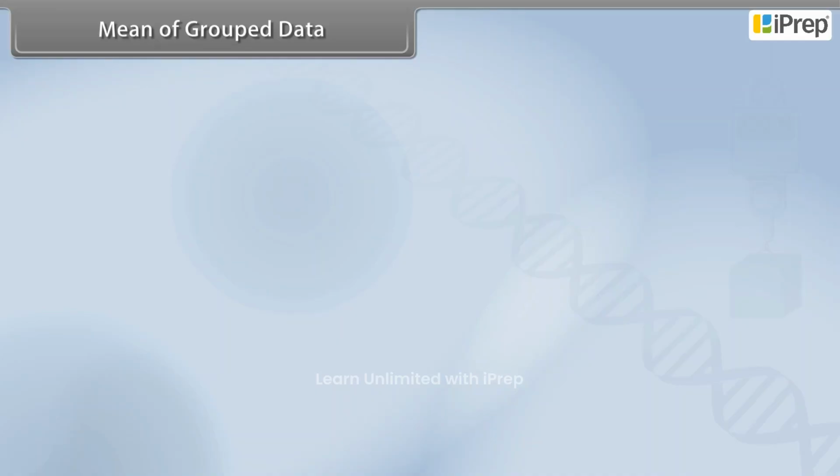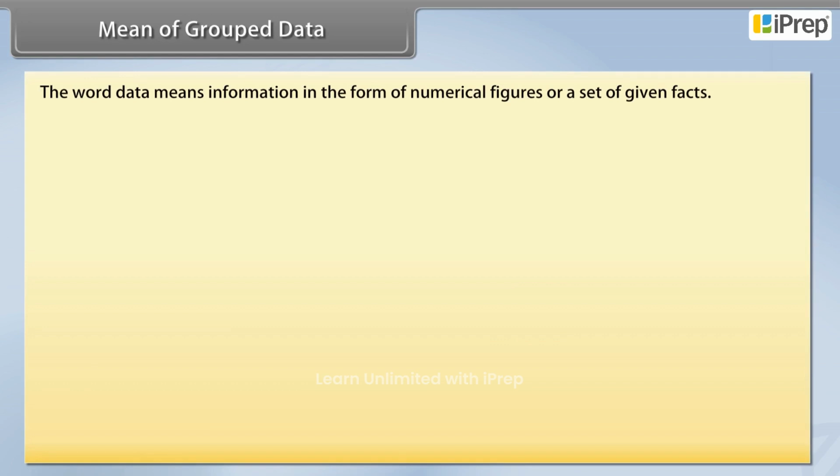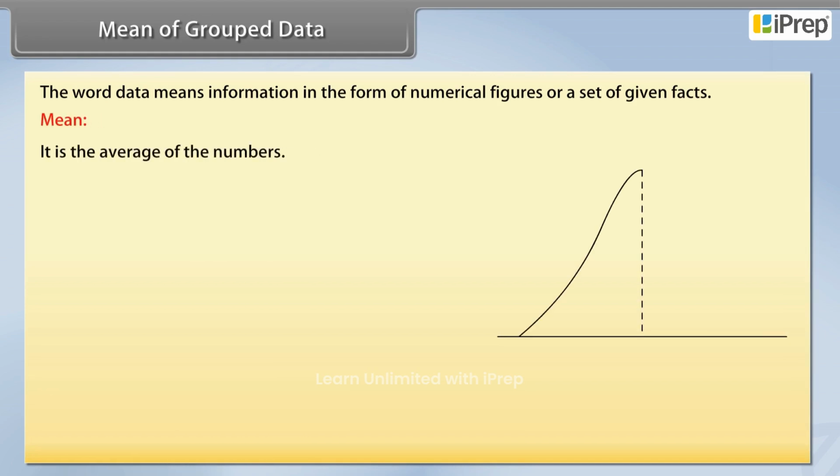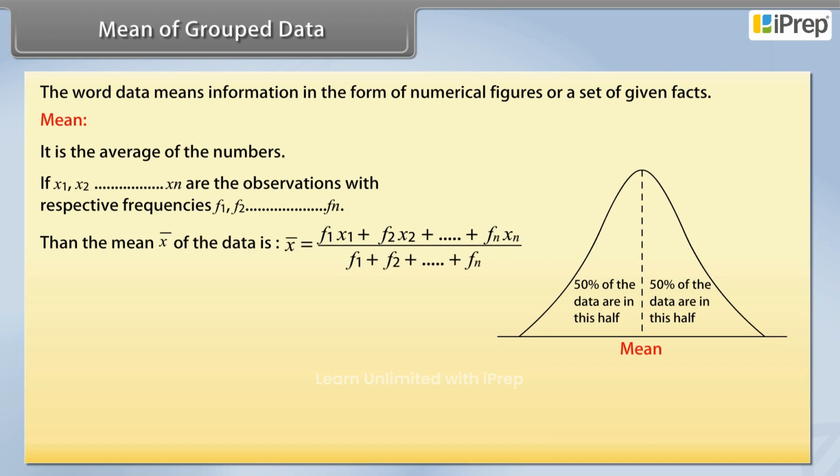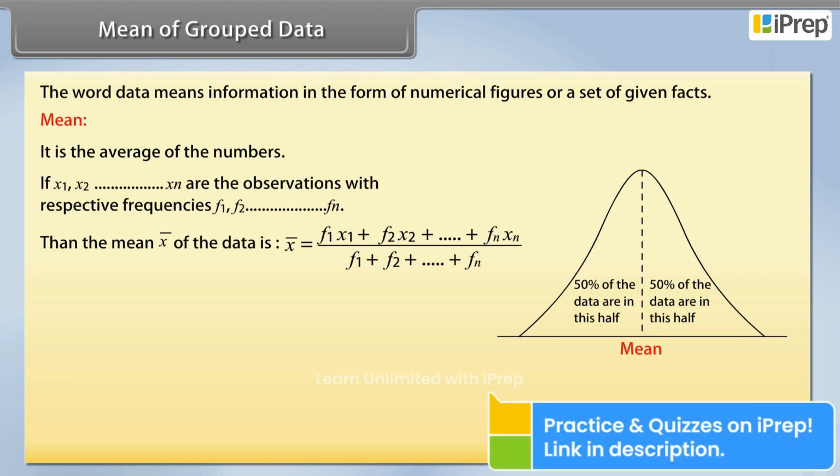Mean of grouped data. The word data means information in the form of numerical figures or a set of given facts. Mean is the average of the numbers. If x1, x2, and so on till xn are the observations with respective frequencies f1, f2, and so on till fn, then the mean x bar of the data is x bar equals f1 x1 plus f2 x2 plus so on till plus fn xn, divided by f1 plus f2 plus so on till plus fn.